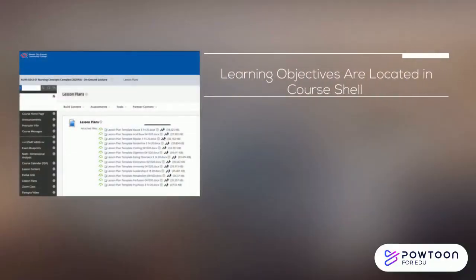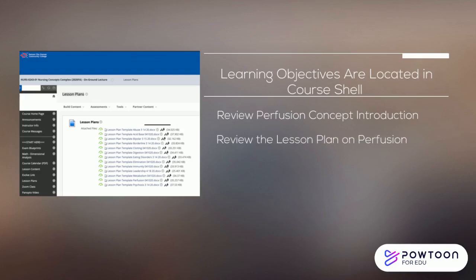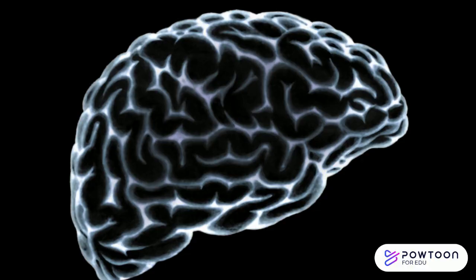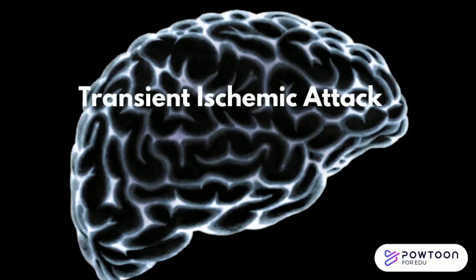The learning objectives are located in your course shell. Review the perfusion concept introduction. I'll have that posted. We also would like for you to review the lesson plan on perfusion, which includes your required readings and any additional information you might need to review. Also review your student learning outcomes for the concept and these exemplars. We are going to begin with TIA, or Transient Ischemic Attack.